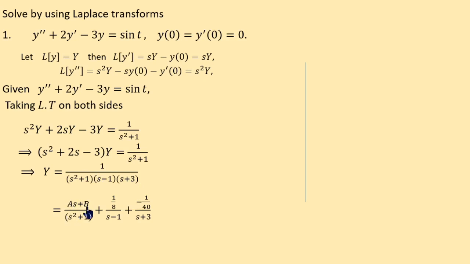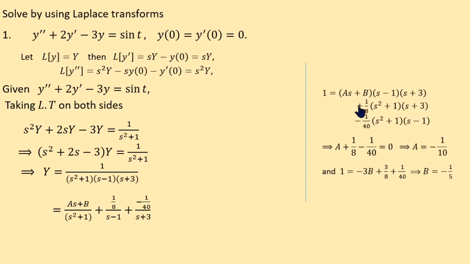Right hand side is a plus b into s minus 1 into s plus 3, plus 1 by 8 into s square plus 1 into s plus 3, minus 1 by 40 into s square plus 1 into s minus 1. Now compare the coefficient of s cube. S into s square, so s cube. Coefficient of s cube is a. Here s square into s is s cube. Coefficient of s cube is 1 by 8. S square into s is s cube. Coefficient of s cube is minus 1 by 40.